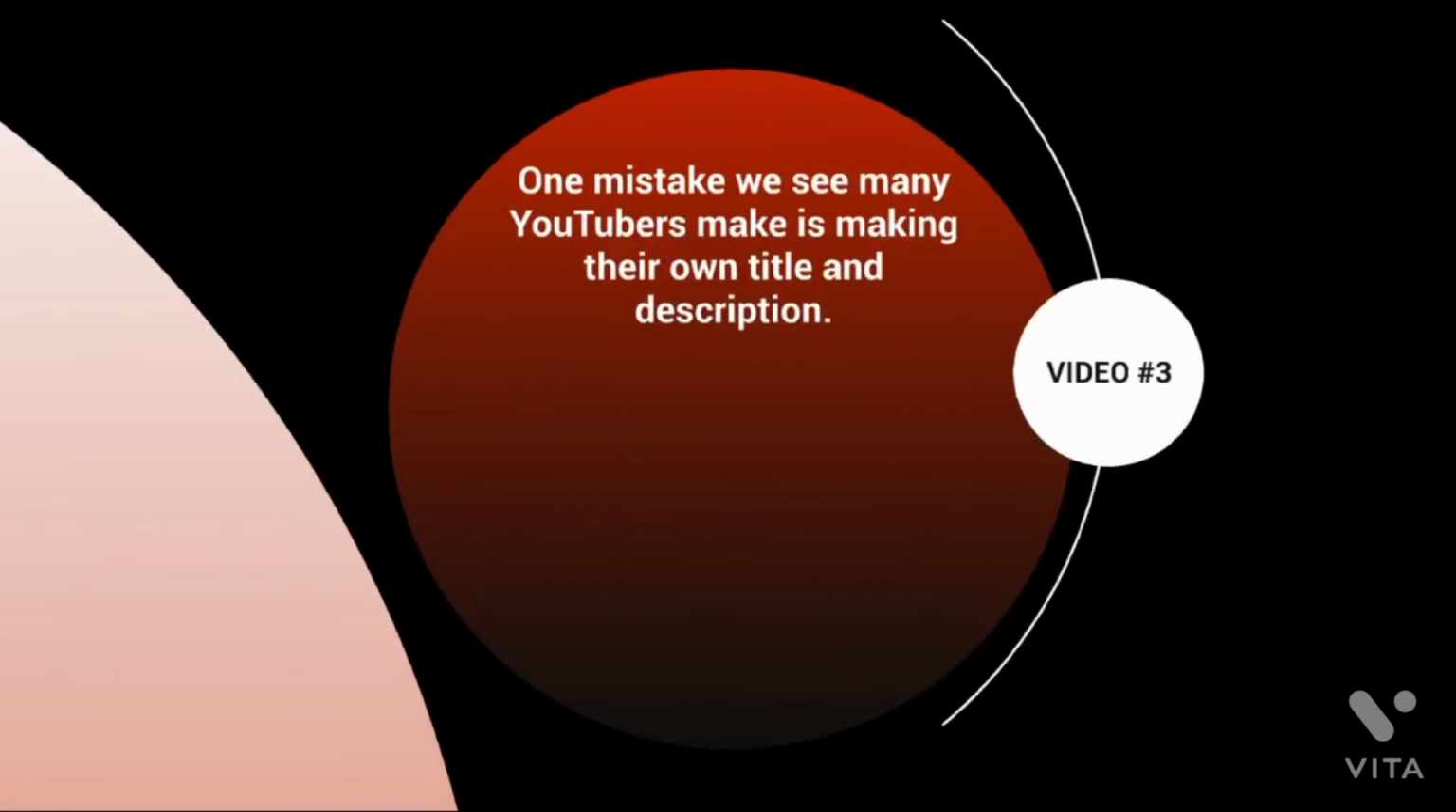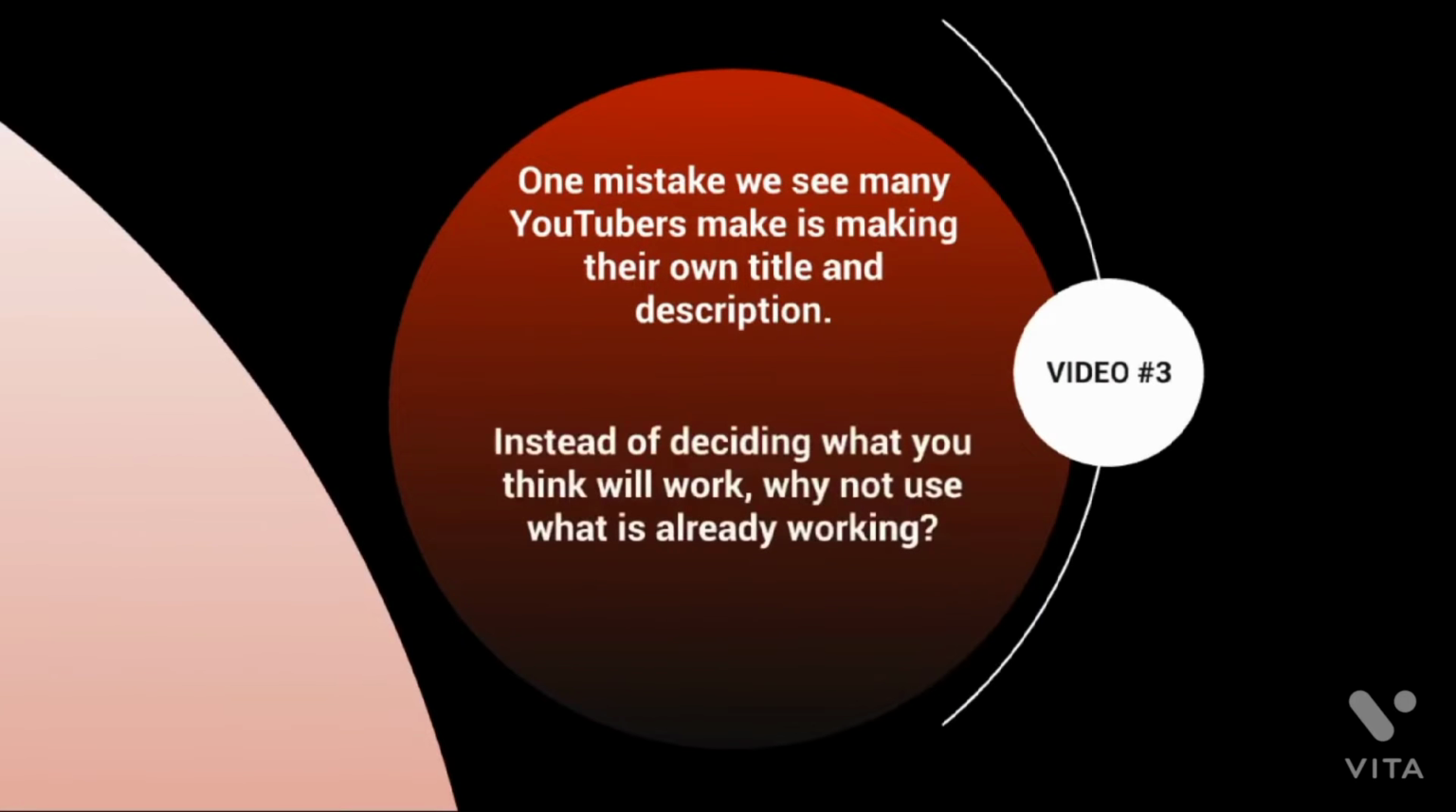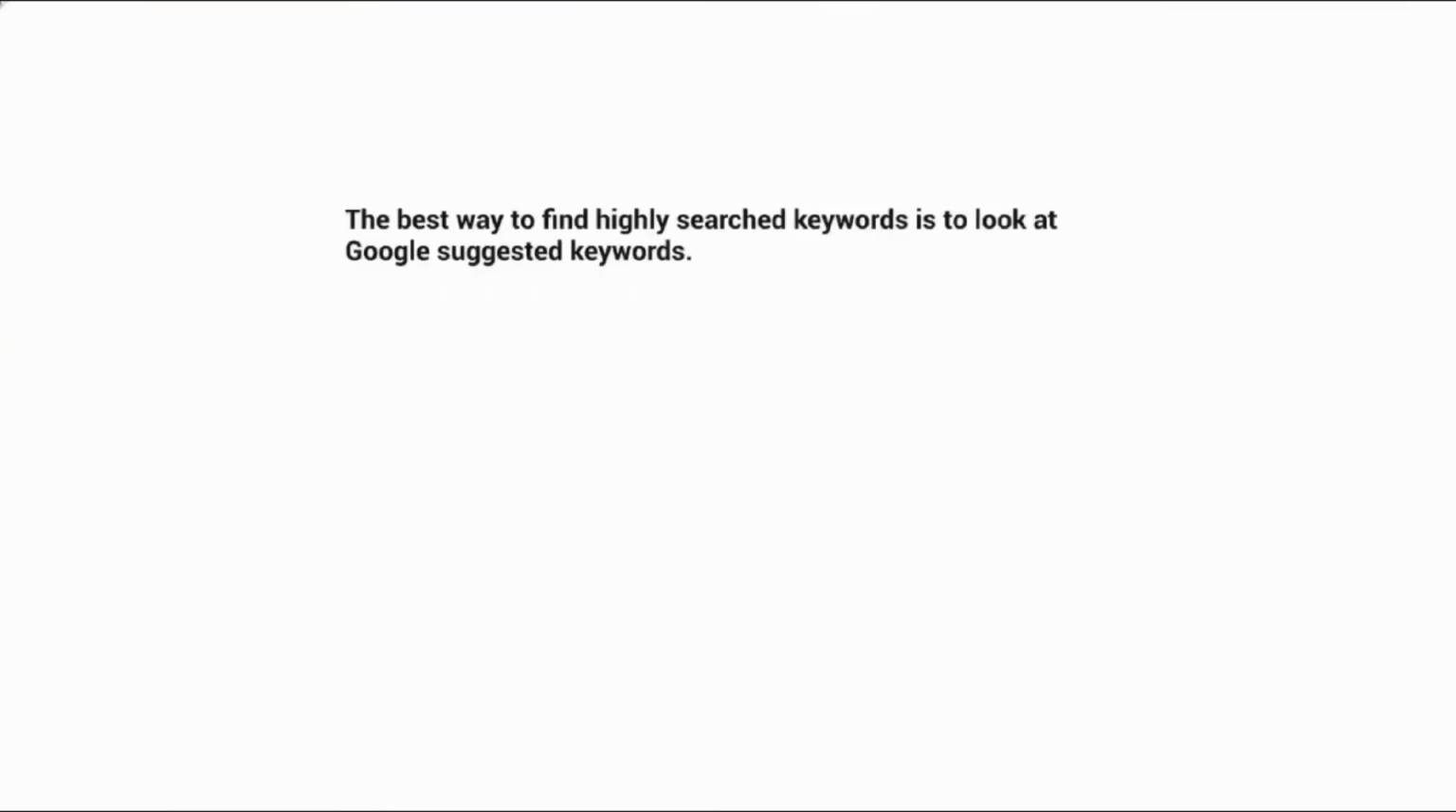Let's talk about highly searched keyword terms and how you can figure out what your main keyword is going to be, what your sub keywords are going to be. So one mistake that we see that many YouTubers make is simply making their own title and description. I mean, it's natural, right? But instead of deciding what you think will work, why not use what is already working and do some simple keyword research that's not going to take a lot of time, and this way you'll be able to have the right information that will help you rank on the right keywords.